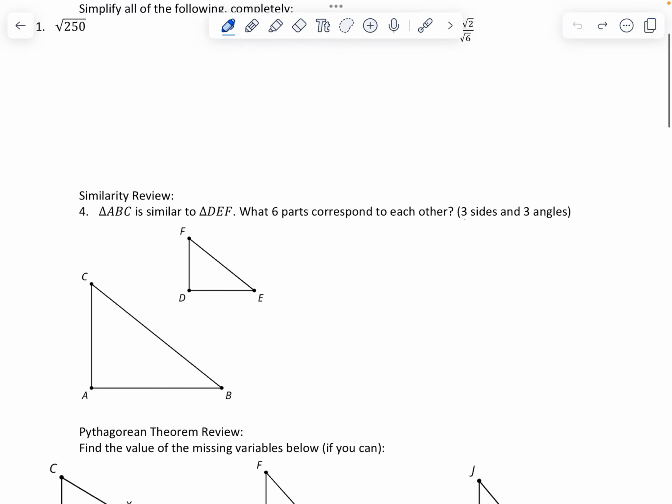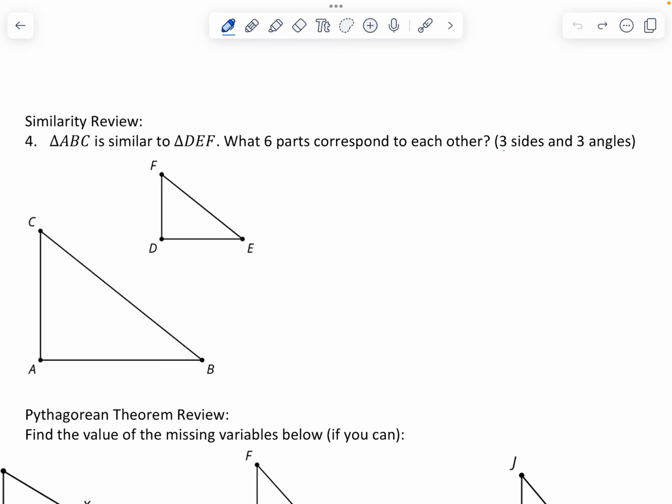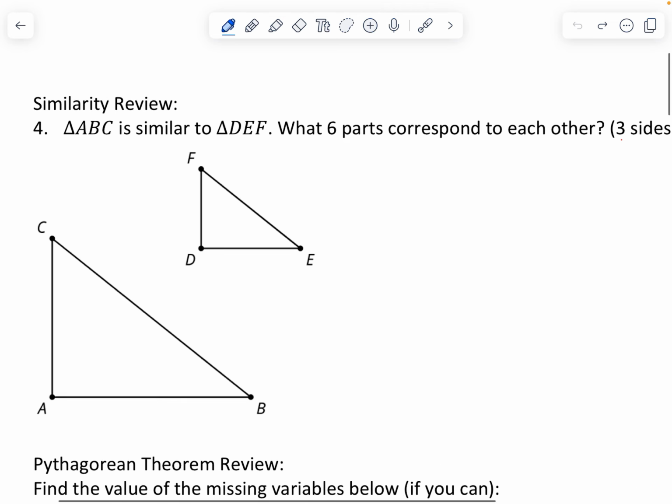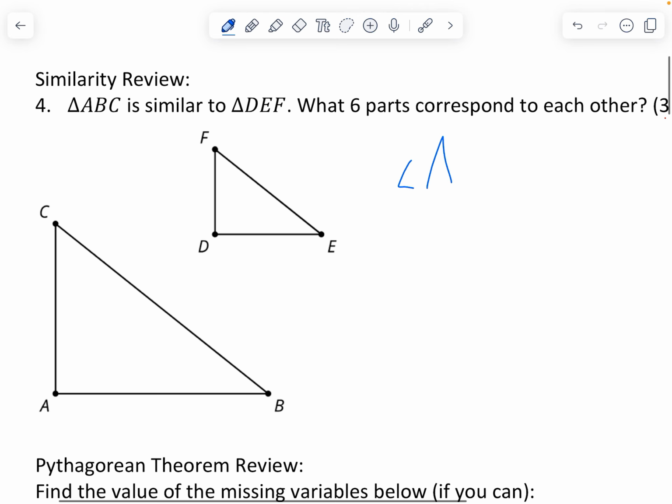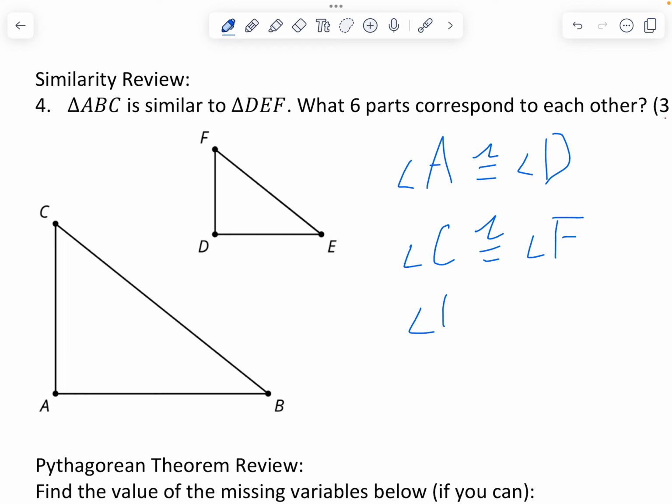Now, another thing that we're going to look at is we're going to connect this to our last unit, similarity, today. So it says triangle ABC is similar to triangle DEF. What 6 parts correspond to each other? All right. So we have 3 sides and 3 angles, and let's just do the angles first. We know that angle A has to be congruent to angle D. We know angle C has to be congruent to angle F, and we know that angle B has to be congruent to angle E. This is because when triangles are similar, they have all the angles the same.